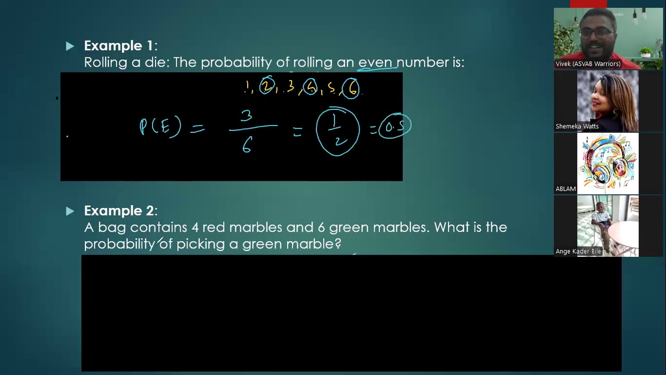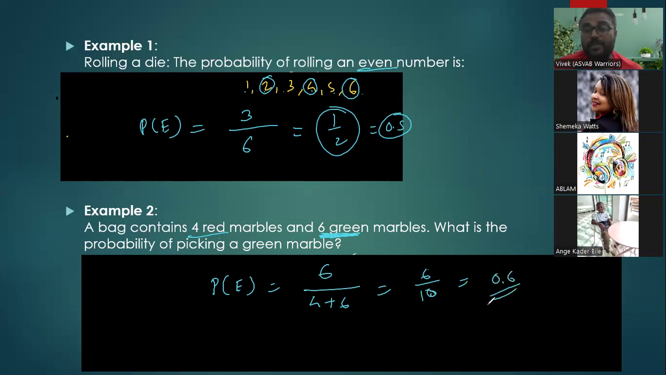Now, let's try to understand it by another example. A bag contains 4 red marbles and 6 green marbles. What is the probability of picking a green marble? Probability of any event happening is number of favorable outcomes, which is 6 green marbles, and total outcomes. Here we have 10, 4 plus 6, which is 10. So 6 over 10 is nothing but 0.6, our probability. You can say 6 out of 10 or 3 out of 5 is your probability.